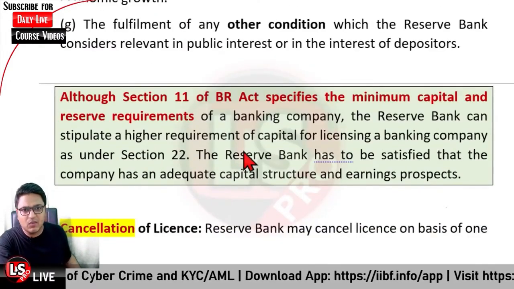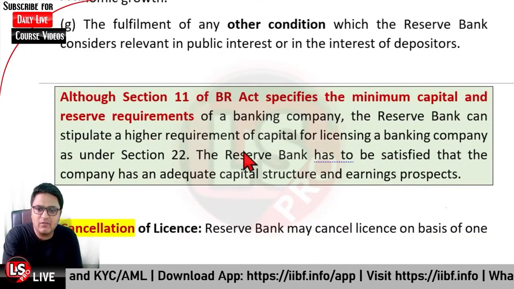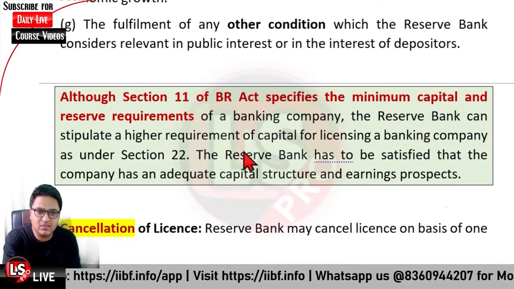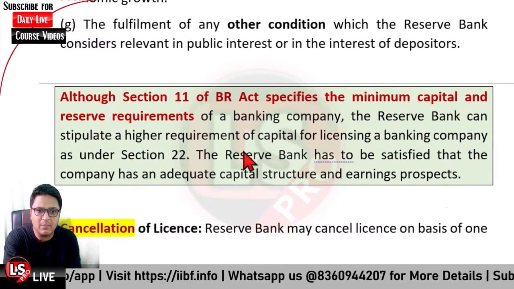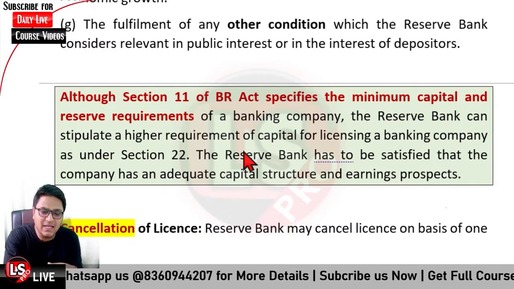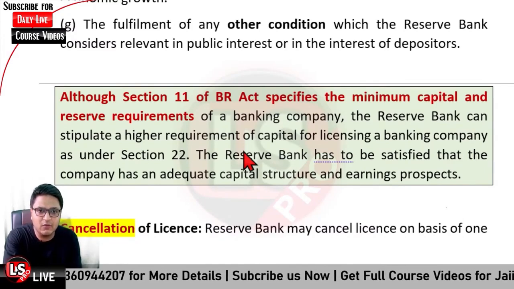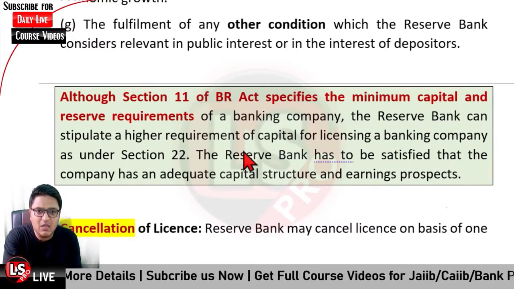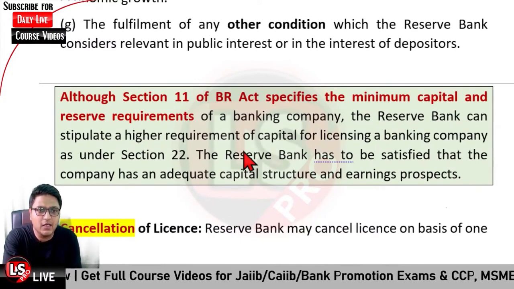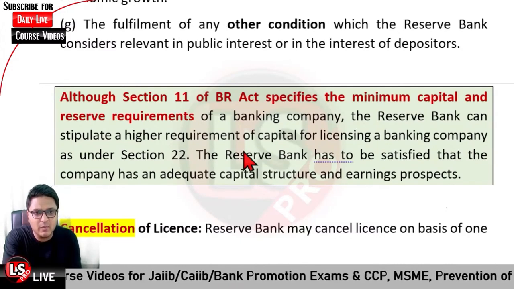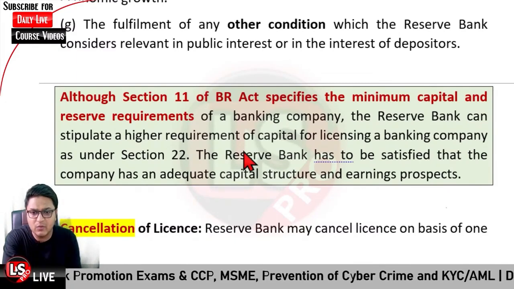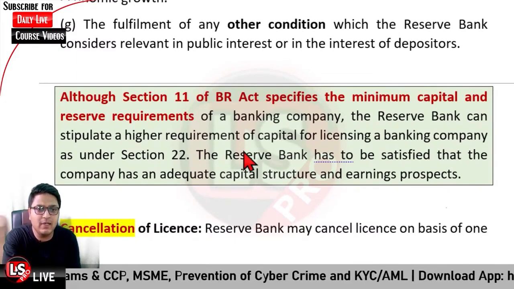Next, we already read about section 11 of the Banking Regulation Act, which states the minimum capital and reserves requirement. But before granting any license, RBI may stipulate a higher requirement also. If RBI has stipulated a higher capital and reserve requirement, the bank which is to be licensed has to fulfill that requirement.